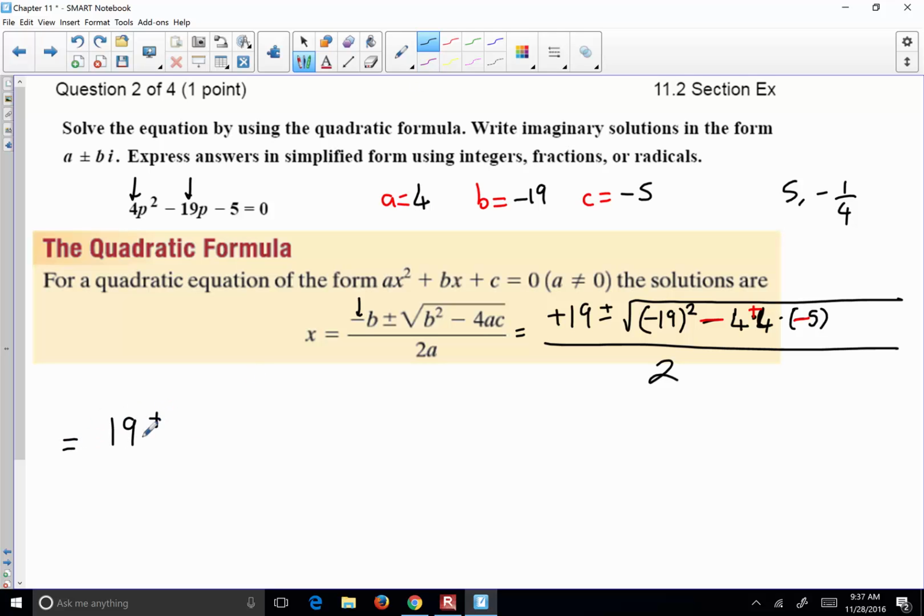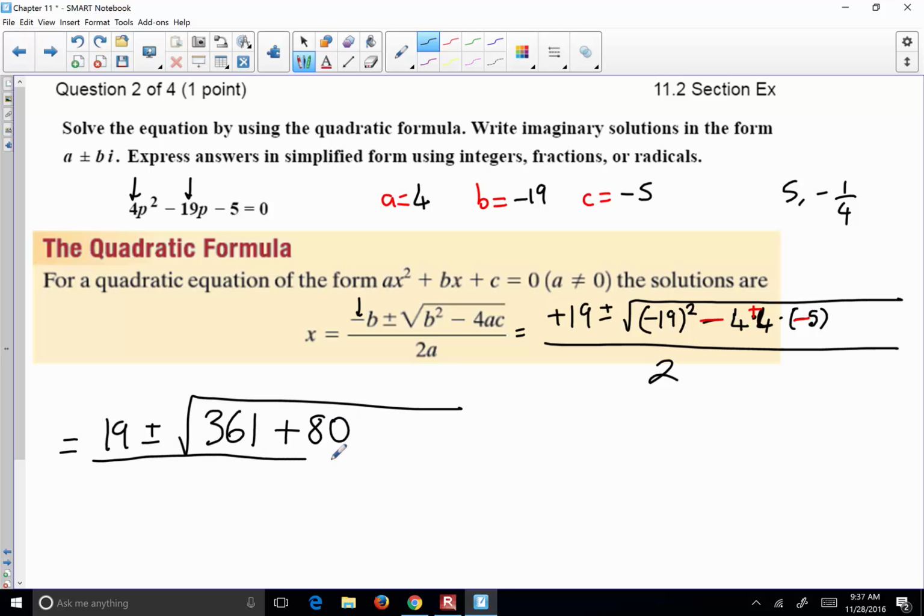So 19 plus or minus the square root of 19 squared, what is it? 361. Is that right? And now 4 times 4 times 5. 4 times 4 is 16. 16 times 5 is 80. But positive, we have already discussed that it is positive. Over 2 times A. What is A? I forgot A. Look, 4. What is 2 times 4? 8.